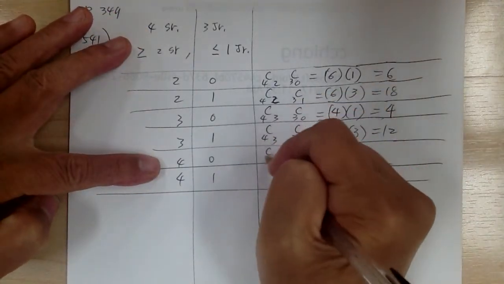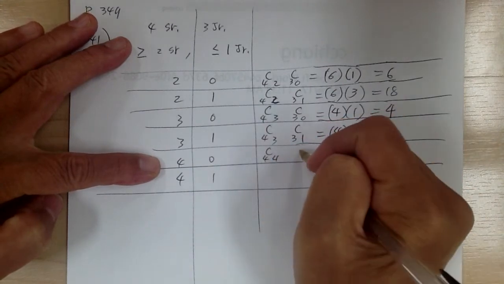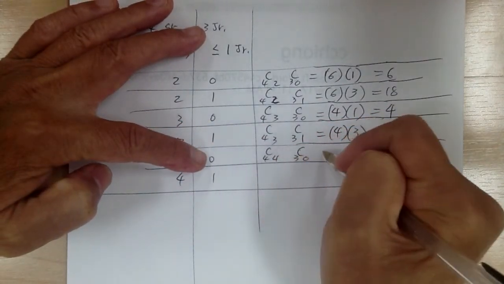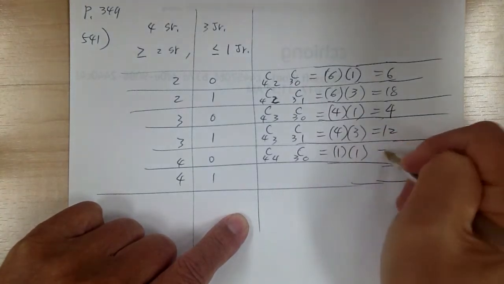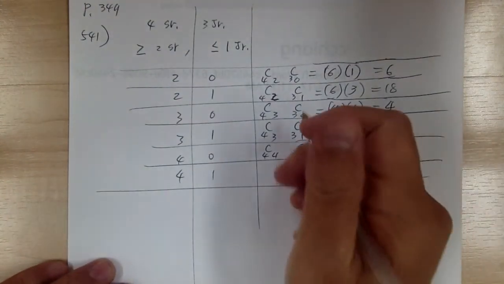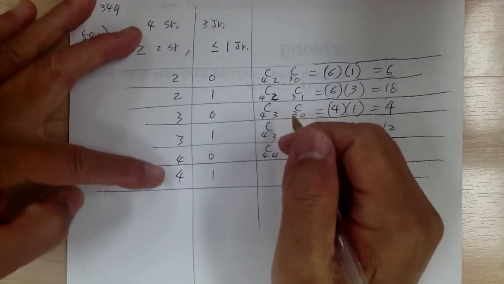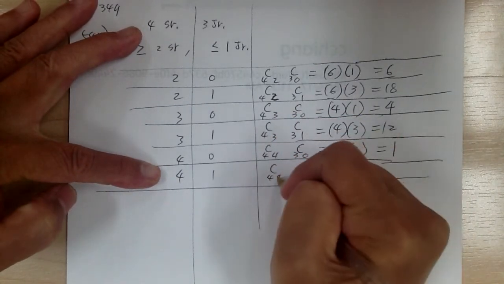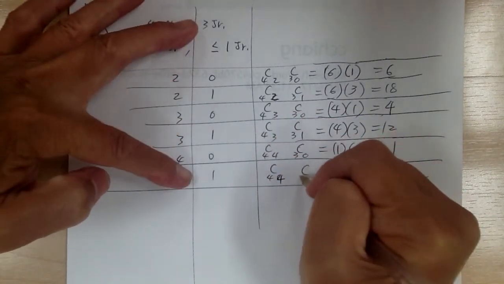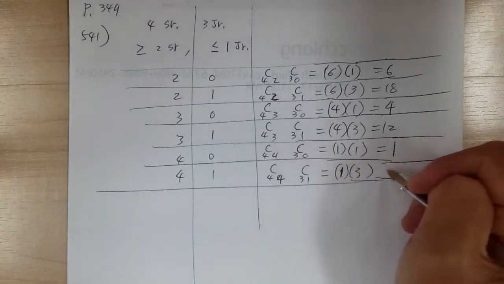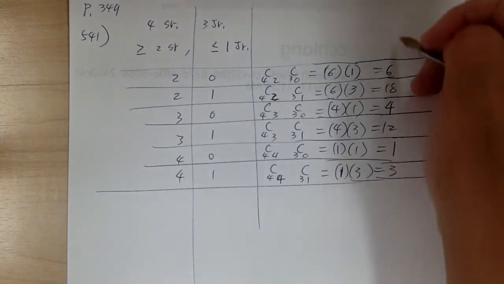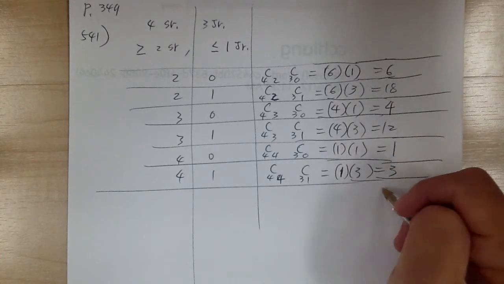This one, you're going to get 4 choosing 4, and this one you're going to get 3 choosing 0. So it will be 1 times 1 equal to 1. Okay, this one over here you got 4C4 and this one 3C1. So this will be equal to 1 times 3 equal to 3. So you add all this together, you get 44.